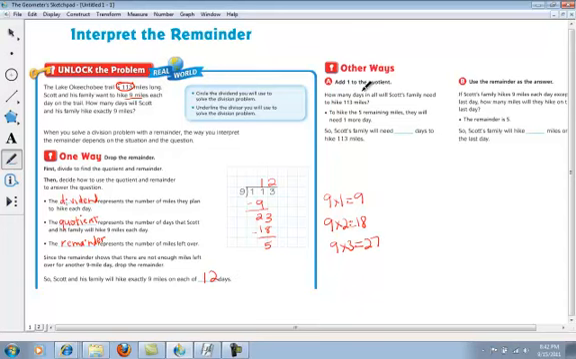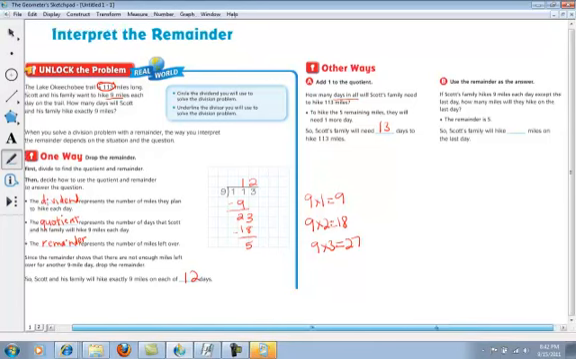Now, what if our question was asked this way? How many days in all will Scott's family need to hike 113 miles? Well, to hike the 5 remaining miles, they're going to need 1 more day. So Scott's family is actually going to need 13 days to hike 113 miles. So if this was our question, the correct answer is 13. It's not 12 remainder 5, and it's not 12. The correct answer would be 13.